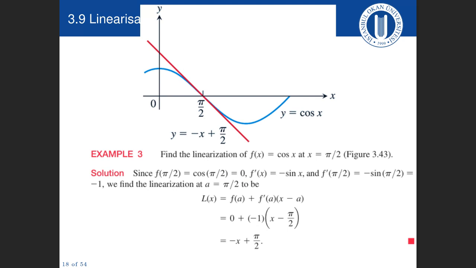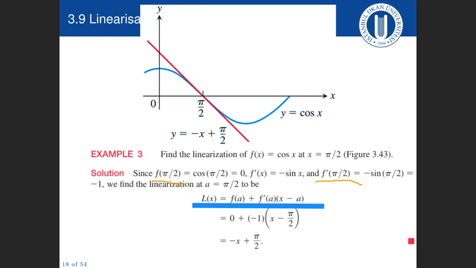Find the linearization of f of x is equal to cos x at x is equal to pi/2. We're starting with this blue graph, and we want to find the equation for the pink line. We want to find the tangent line to our graph when x is equal to pi/2. So what do we need? We need our value of our function at a, so f at pi/2, and we need f prime at pi/2.